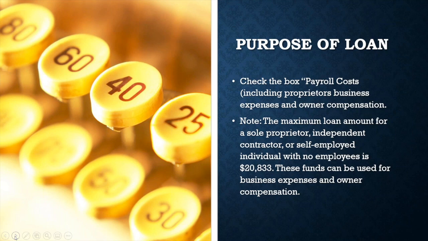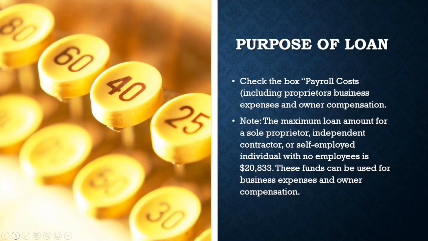There are many boxes that you could check there, but for a self-employed individual, a sole proprietorship, or an independent contractor that do not have employees, you're going to check that very first box that says payroll costs, including proprietors' business expenses and owner compensation. You're going to check that one box. Because here's one thing I want, look at the note on the screen. The maximum loan amount for a sole proprietor, independent contractor, or a self-employed individual with no employees, the very max that you can get is $20,833.